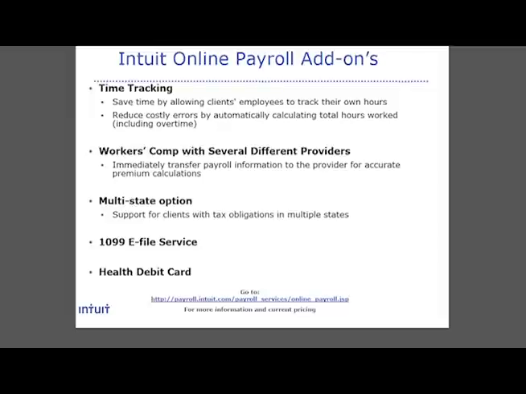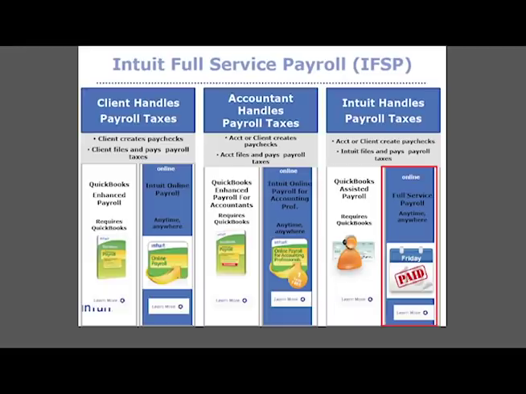Now, there are Intuit Online Payroll add-ons. We talked about the time tracking, so that's for an extra fee. There is the ability to track and pay your workers' comp, so there's a couple different providers there so that you have accurate calculations. It's nice to have a pay-as-you-go program so that you're not hit with something really big at year-end when they do the workers' comp audit. There's multi-state options there. You also have, again, with IOP and IOP4A, the 1099 e-filing service. And last but not least, there's a health debit card. So if they have health plans and you want to provide health debit cards, again, all of these are additional features. You have to pay additionally for that, which is really pretty cool.